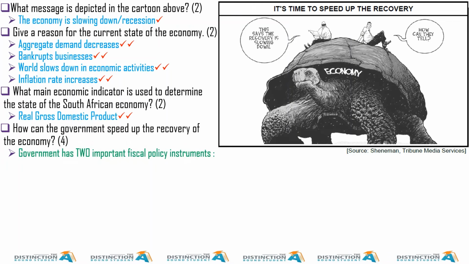What main economic indicator is used to determine the state of the economy? That would be real GDP. Nothing more. Right? How can the government speed up the recovery of the economy? Government has these two.